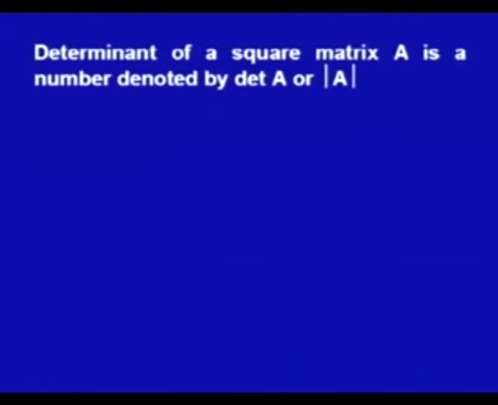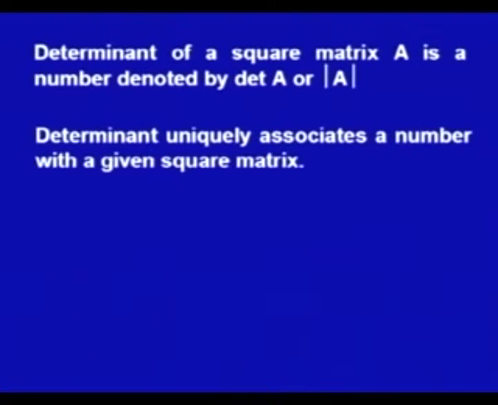I will be continuing with the determinants. As a recap to my last lecture, we defined the determinants first. Determinant of a square matrix A is a number denoted by determinant A. Actually, we associate a number with a given matrix, especially a square matrix, so determinant uniquely associates a number with a square matrix.